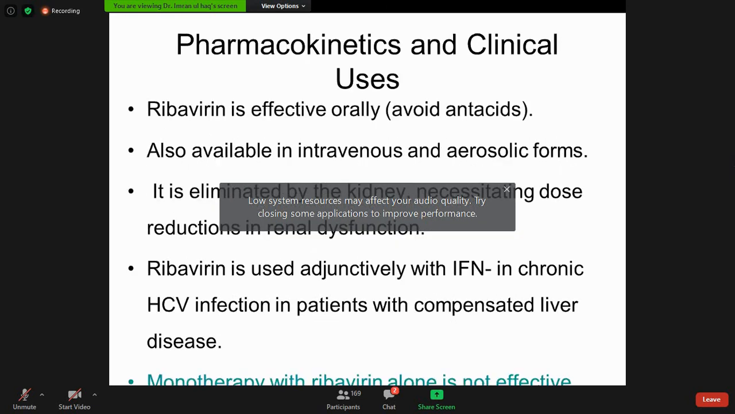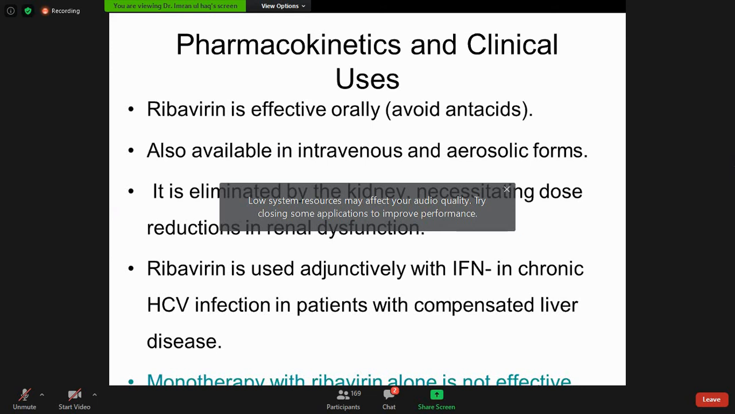Pharmacokinetics and clinical uses. Ribavirin is effective orally, so avoid antacids because antacids interfere with its absorption. Also available in intravenous and aerosol forms, it is eliminated by the kidney. So that is why dose adjustment is necessary if the renal function is not normal. Ribavirin alone is not effective. This is an important point.